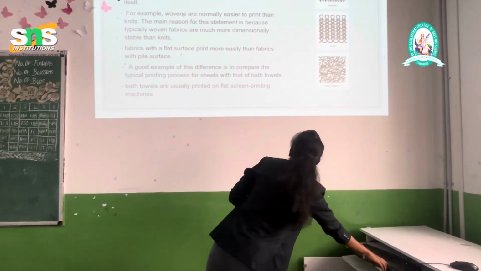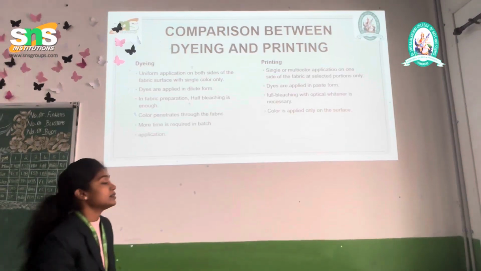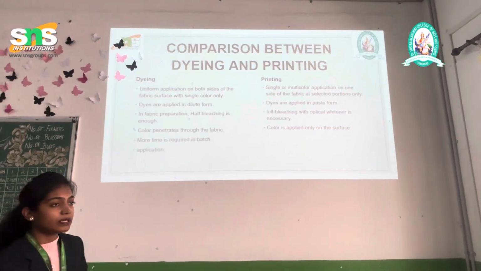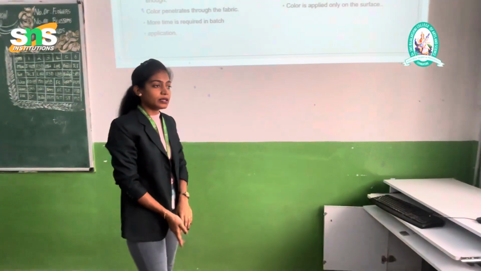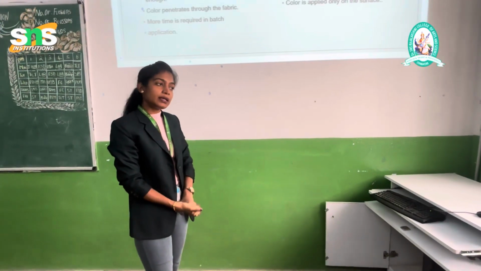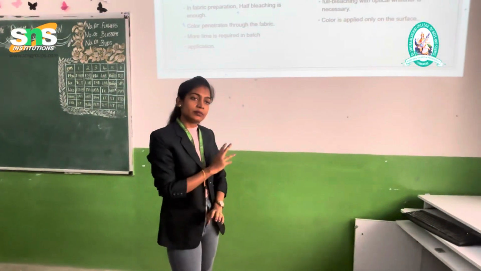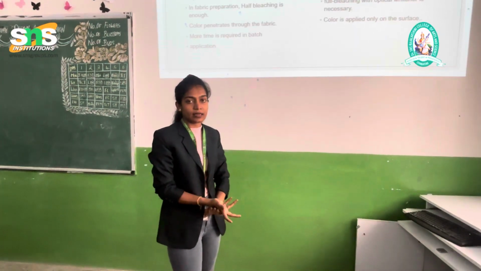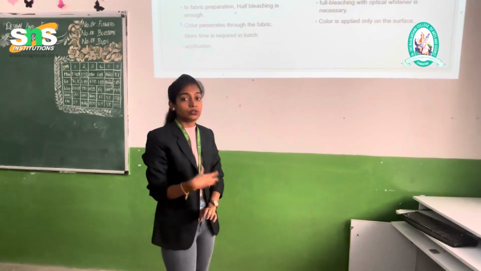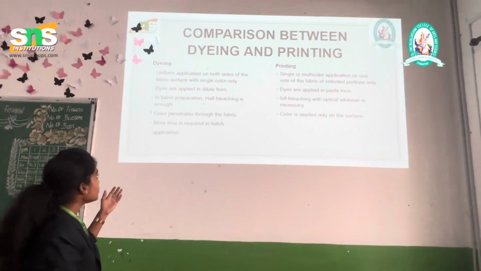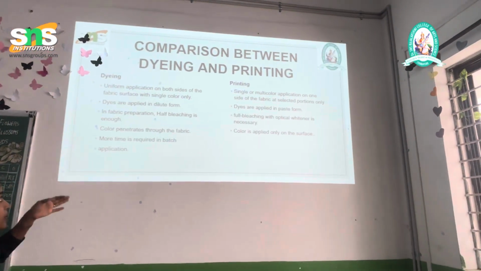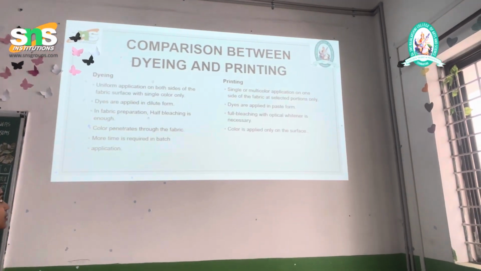So next is the comparison between dyeing and printing. When we talk about dyeing, it has a uniform application on both sides of the fabric surface with a single color only. But in printing, it is the opposite. It uses single or multicolor application on one side of the fabric at selected portions only.